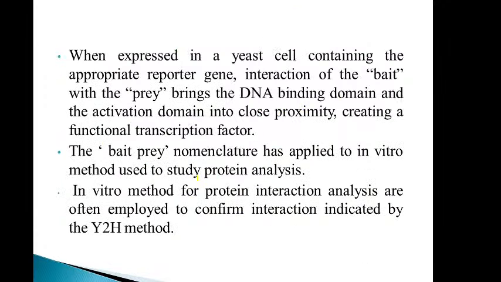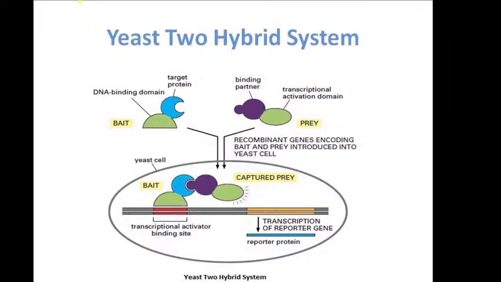Let me show you a diagram. Yes, so we have two hybrid systems. One is known as bait and the other is known as prey. One has the DNA binding domain and the other is known as the transcriptional activation domain. These two proteins will obviously interact with each other, like this protein has a specific receptor for its binding partner, so they will fuse with each other.